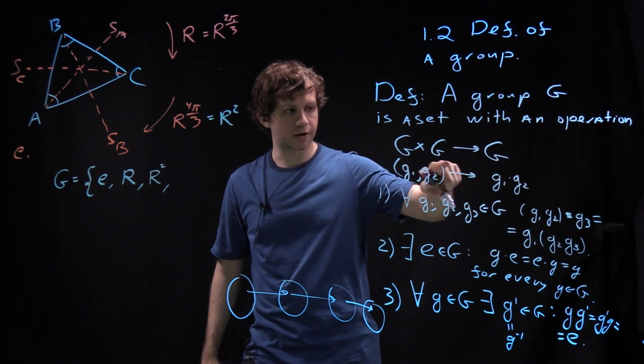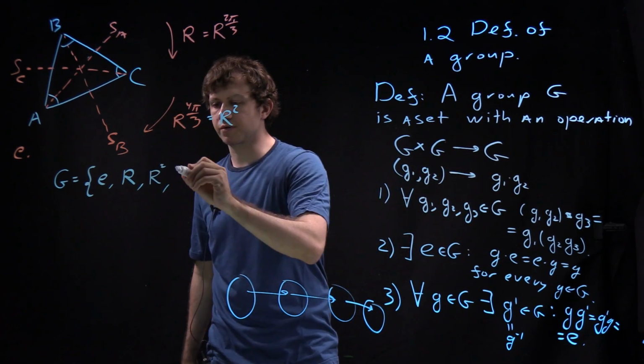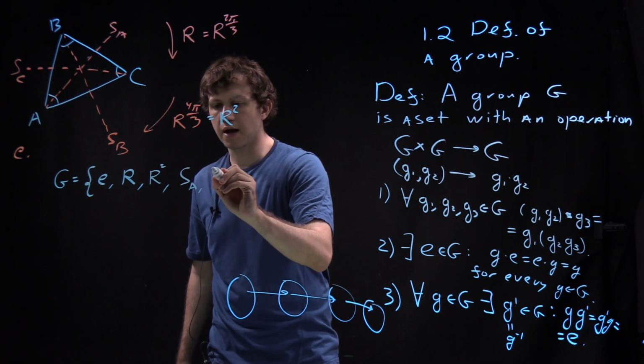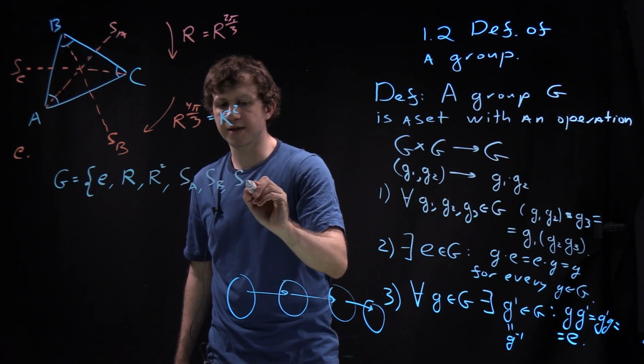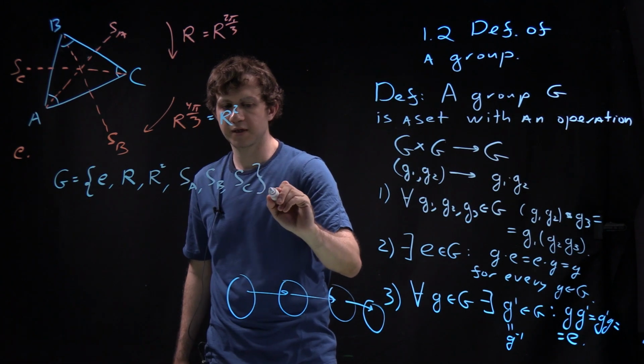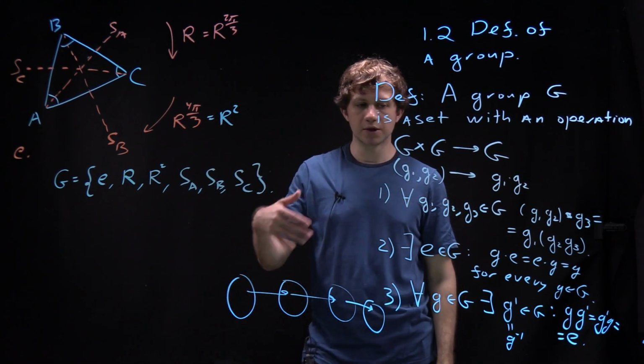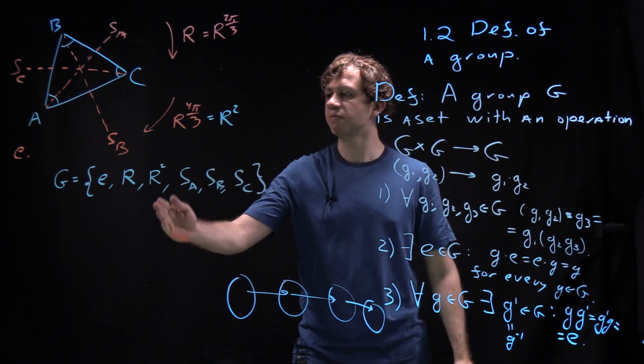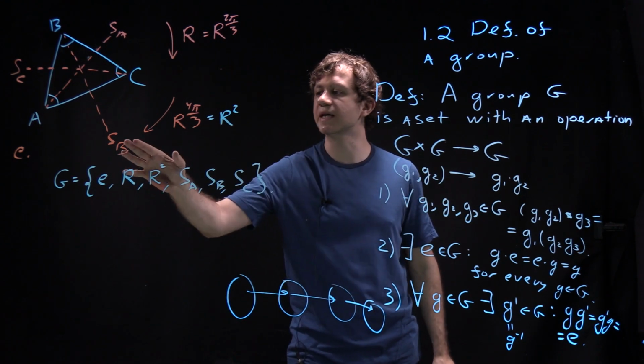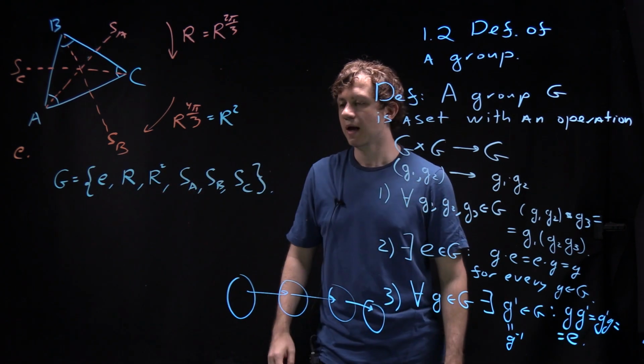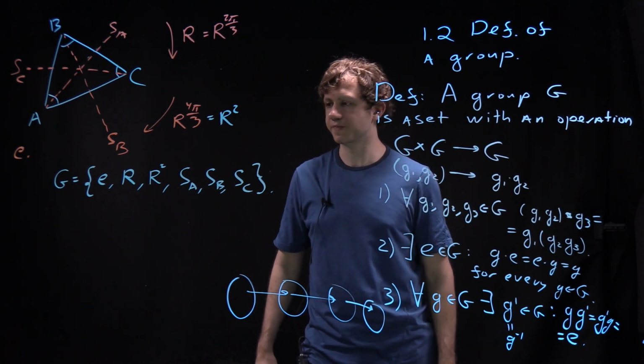R squared means R times R. And then there are 3 other symmetries, SA, SB, SC. That's it. So the first idea is that if we compose any elements here, we get again elements from this list. And that's not absolutely obvious.